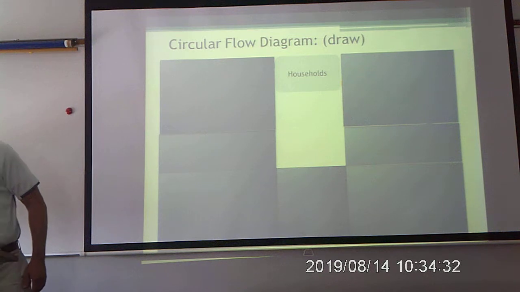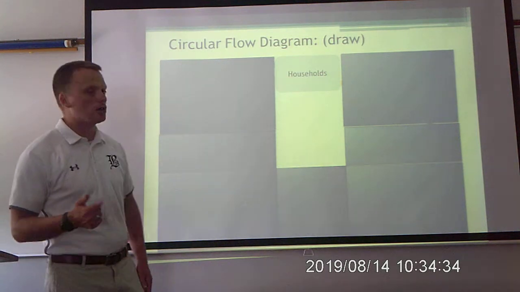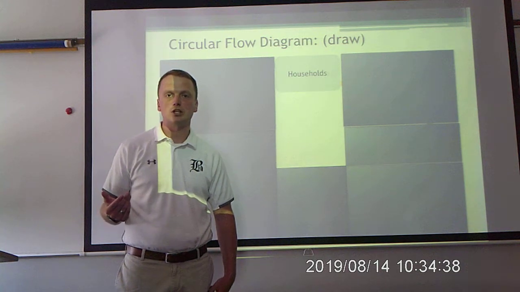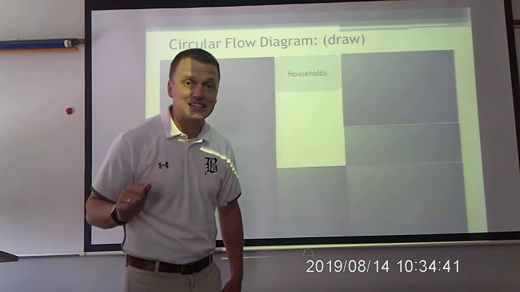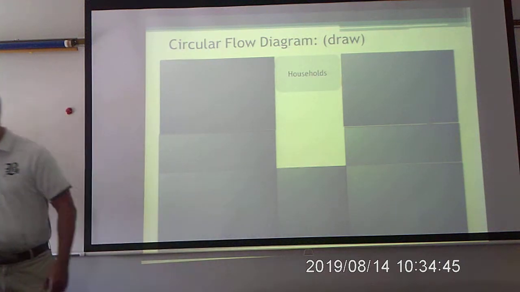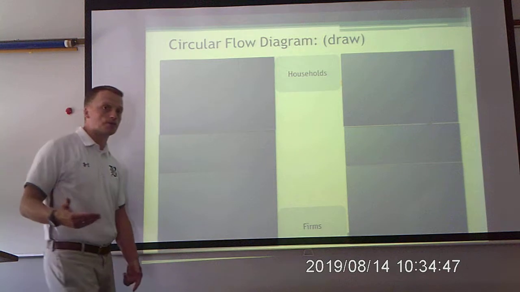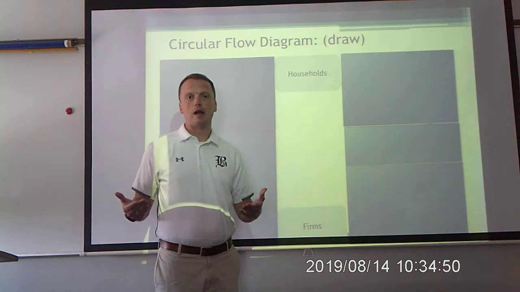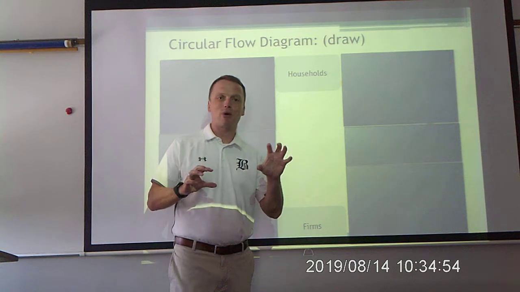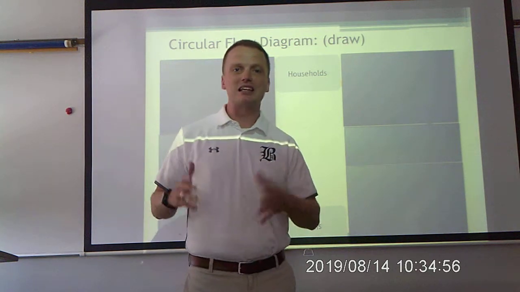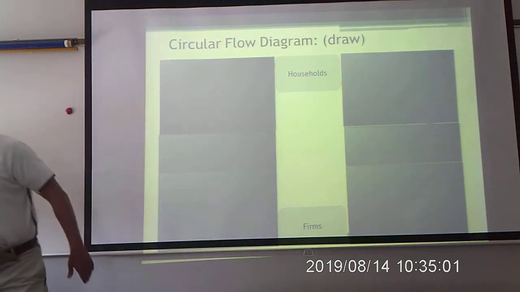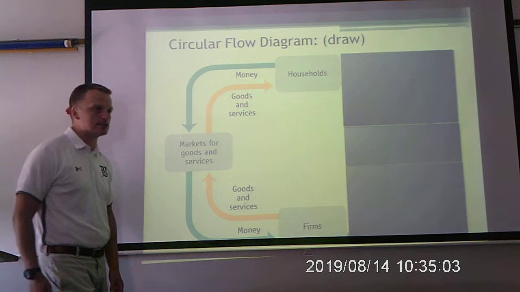Who would be the other sector of the economy that we need to take into consideration? Well, who are we buying these things from? The answer would be firms. What's another word for firms? Businesses. So households and firms are the two primary sectors when discussing the economy, when discussing GDP. And we talked about this market for goods and services.